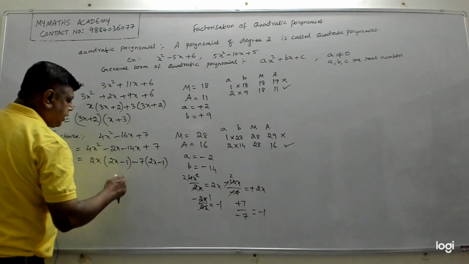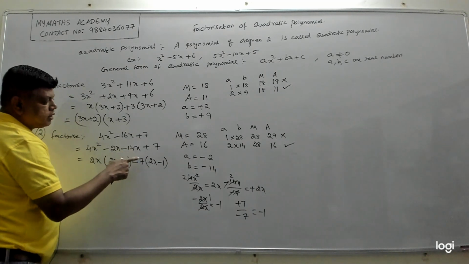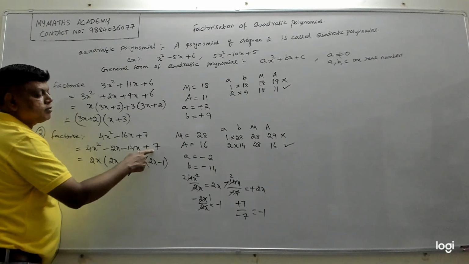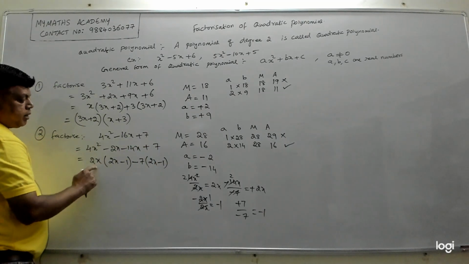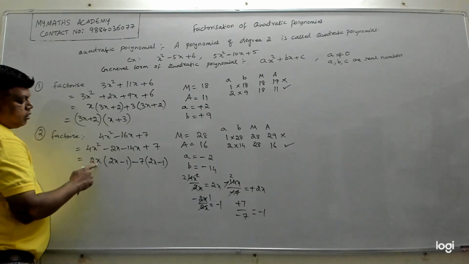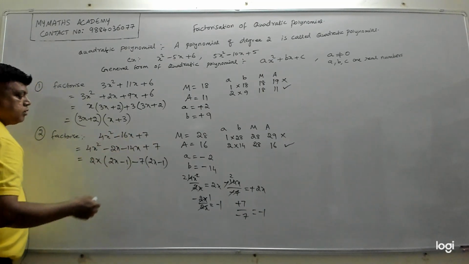So now again in these two, if you multiply this, minus 7 into 2x is minus 14x, minus 7 into minus 1, minus into minus, plus 7 ones are 7. You get back the same. Even if you multiply here, 2x into 2x is 4x square, 2x into minus 1 is minus 2x. When you multiply, you will get back to the previous step.